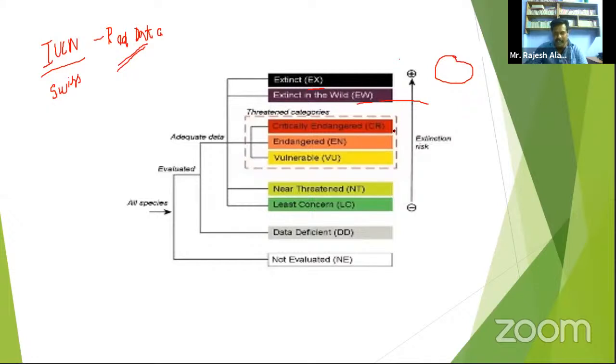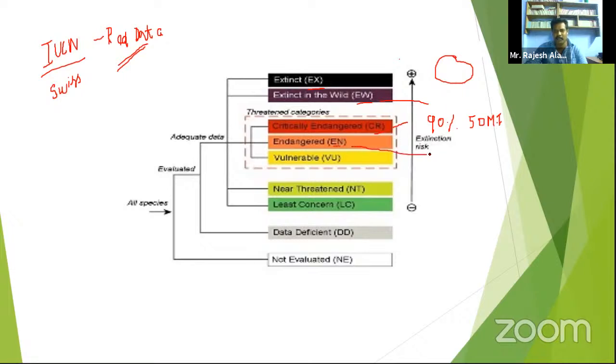Whereas critically endangered, CR: if 90% of the population is lost, and finally I have only 50 matured individuals. I can count these individuals, 50 matured individuals are present, then it is called critically endangered.